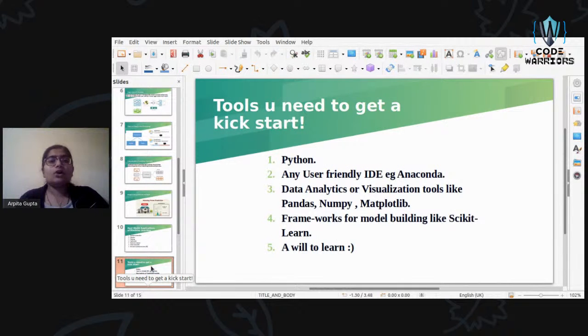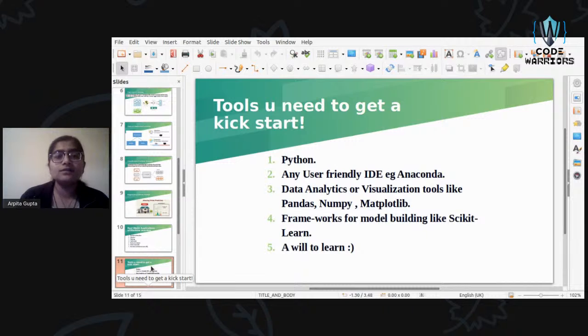Talking about the crux of this workshop, the main purpose was the tools you need to get a kickstart. When I was a beginner, I had also heard that machine learning is a great technology that solves a lot of problems, but I really wanted a kickstart: what should I learn, how should I learn? These are some of the tools I have jotted down. If you could get a handle on these tools, it would be really easy for you to move on.